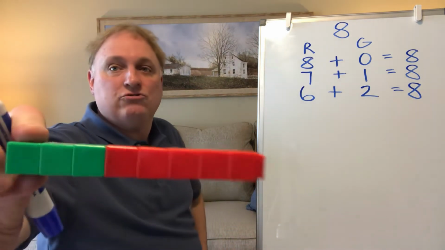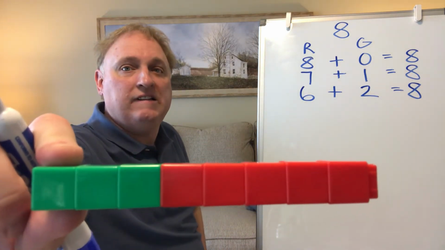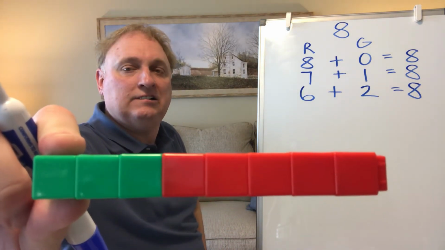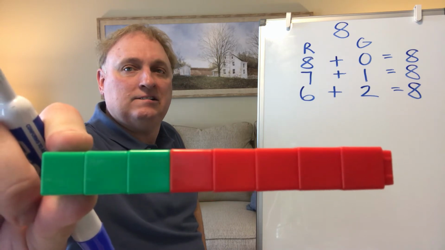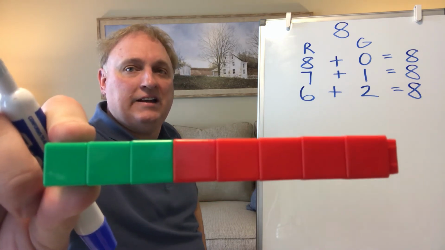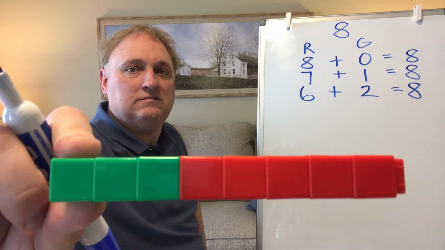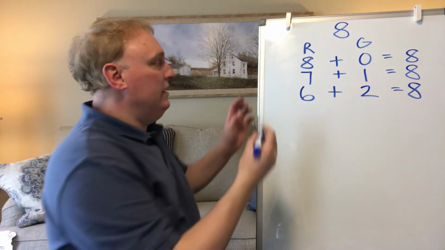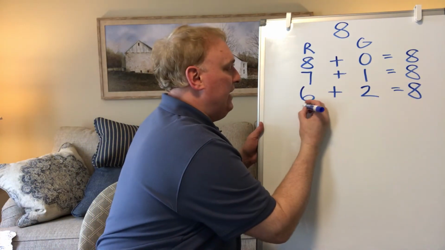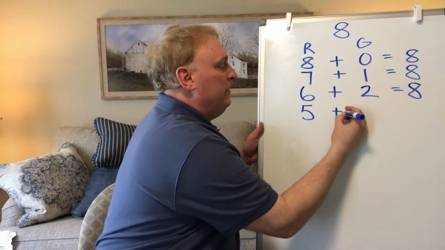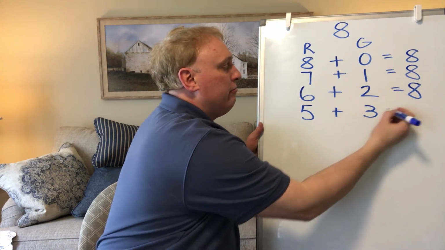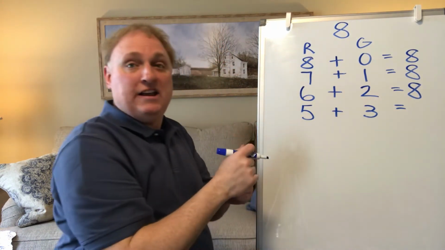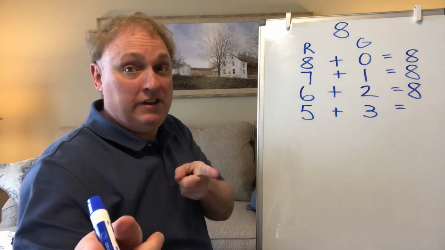Next, count your red and count your green. Got it? Excellent. How many red? 5. How many green? 3. How many altogether? 5 plus 3 equals 8.